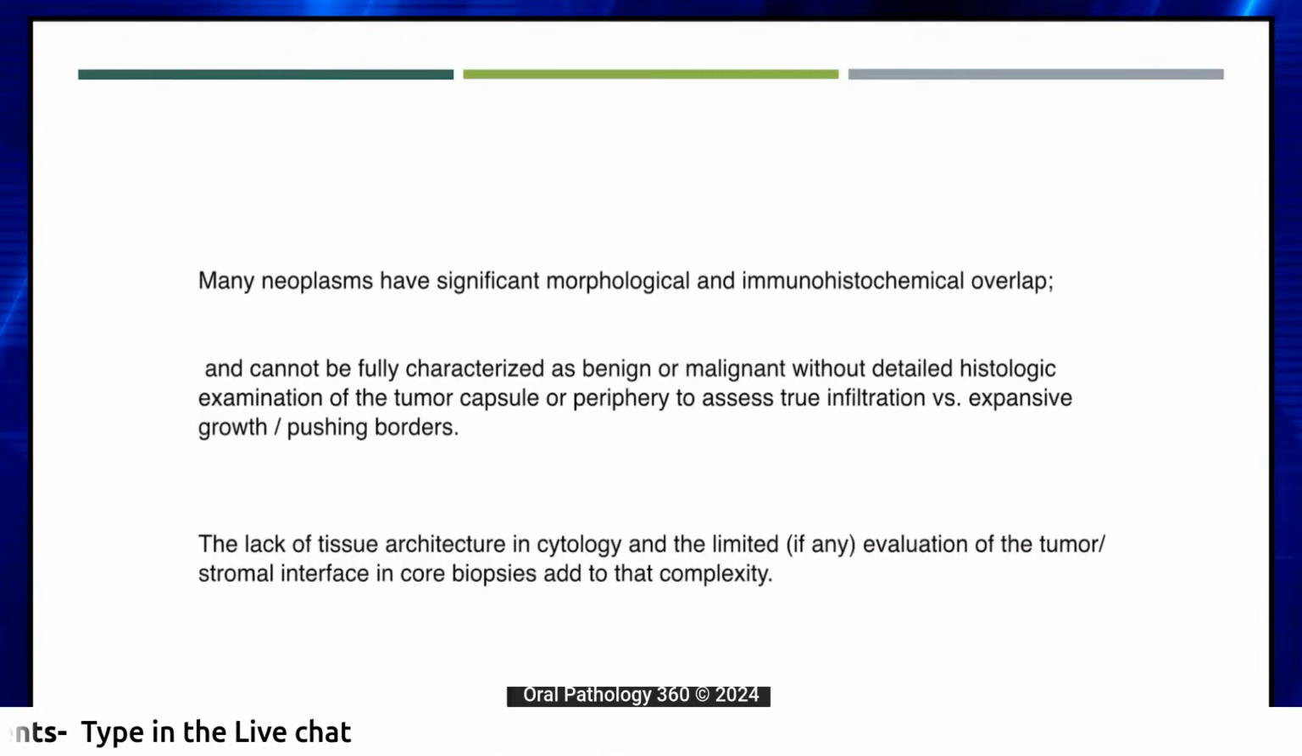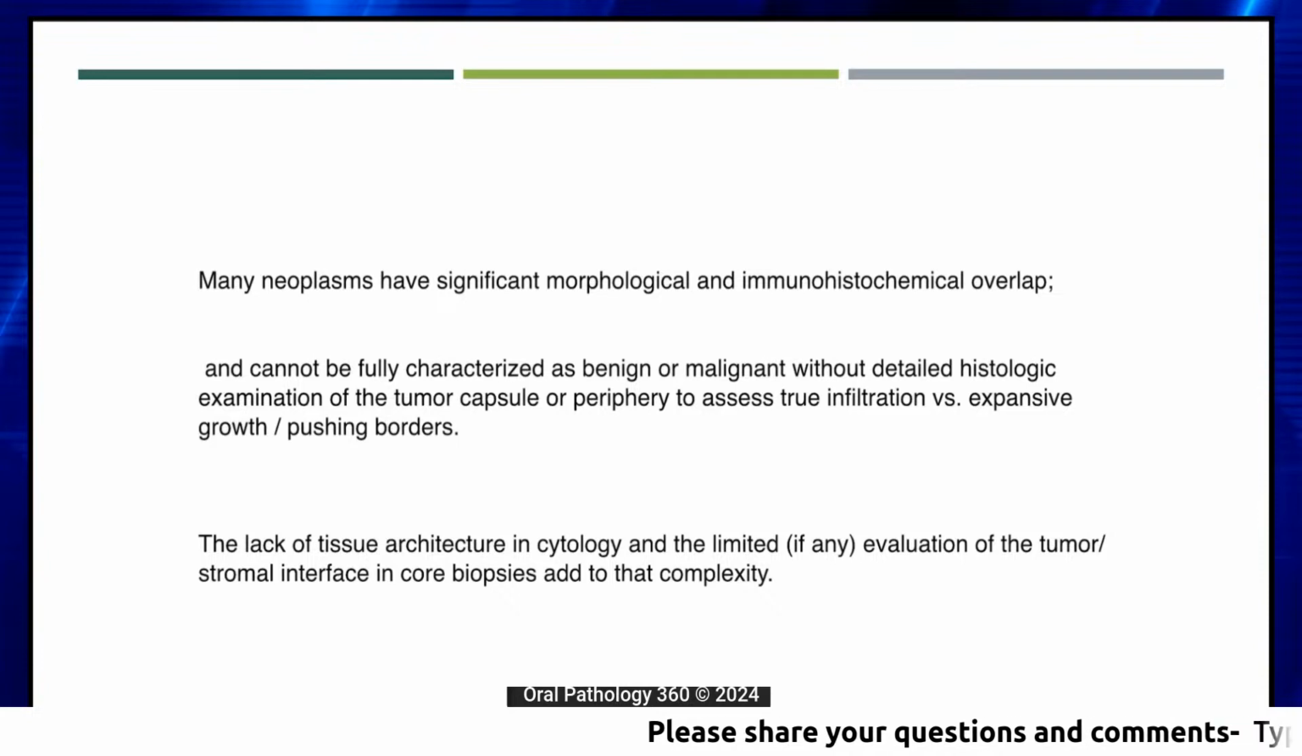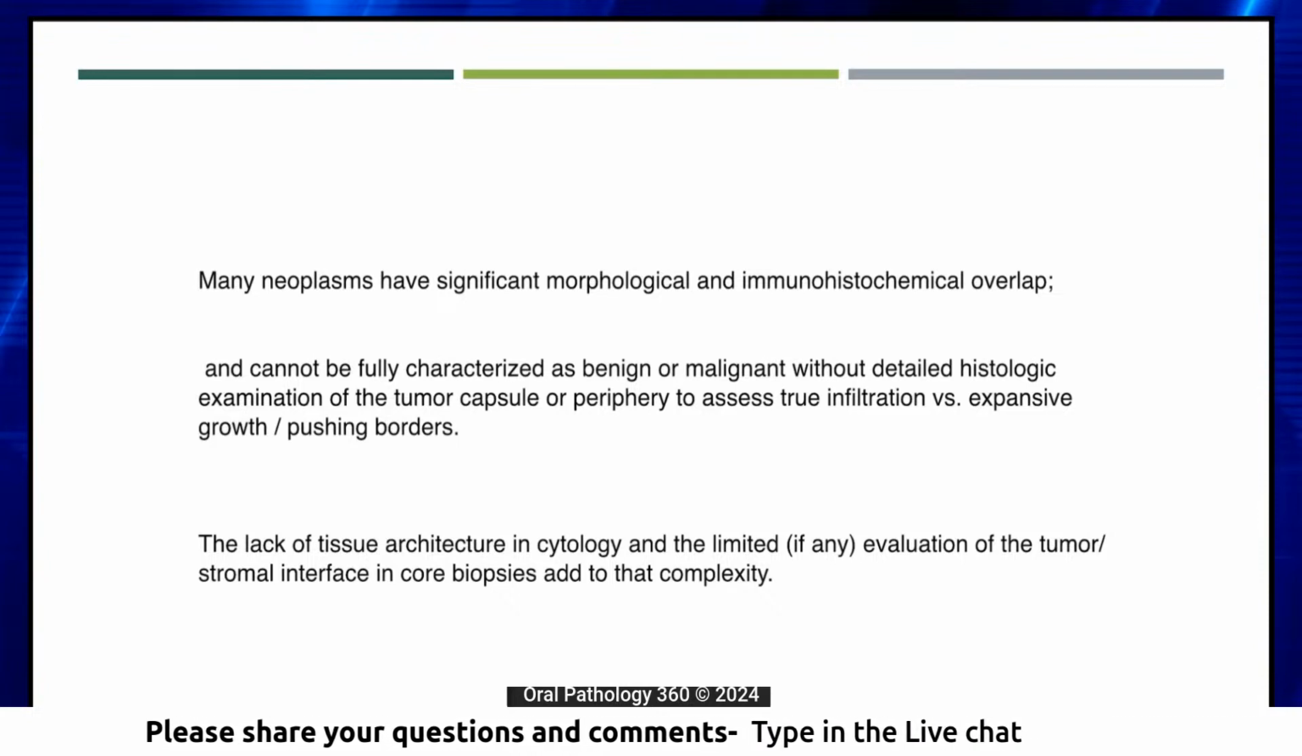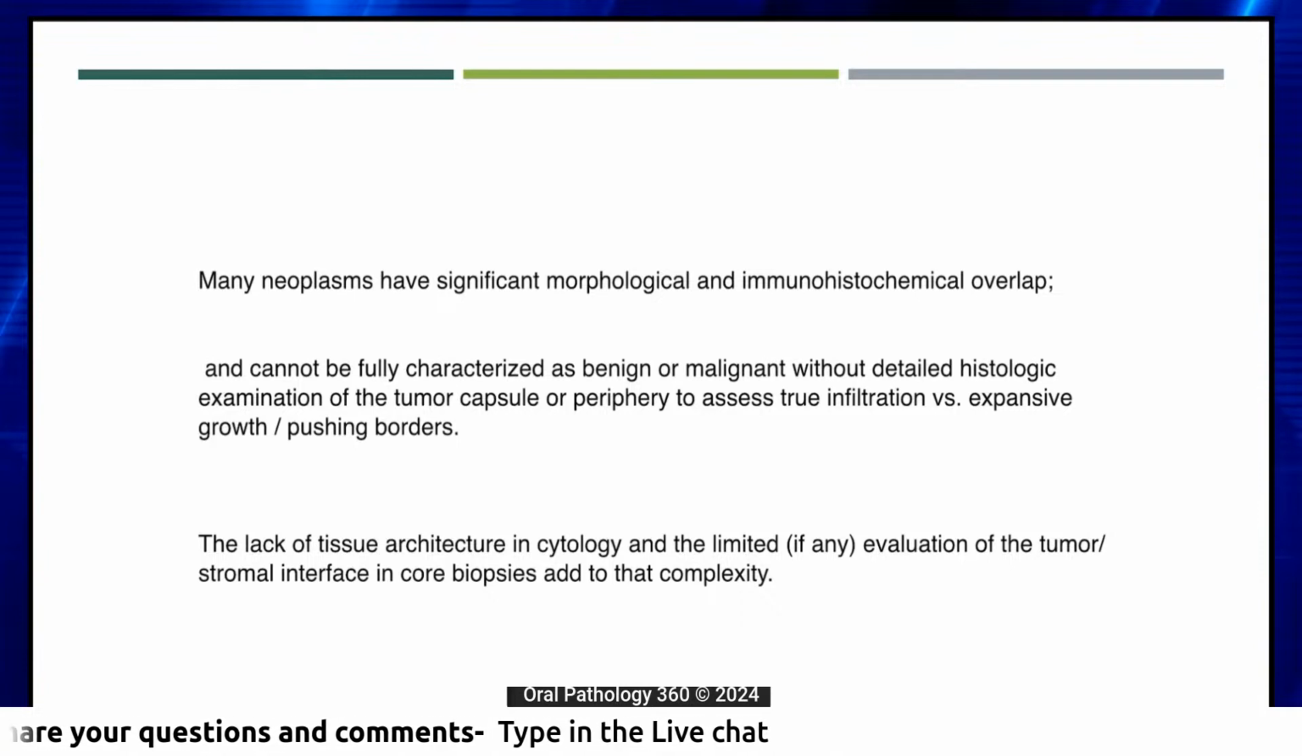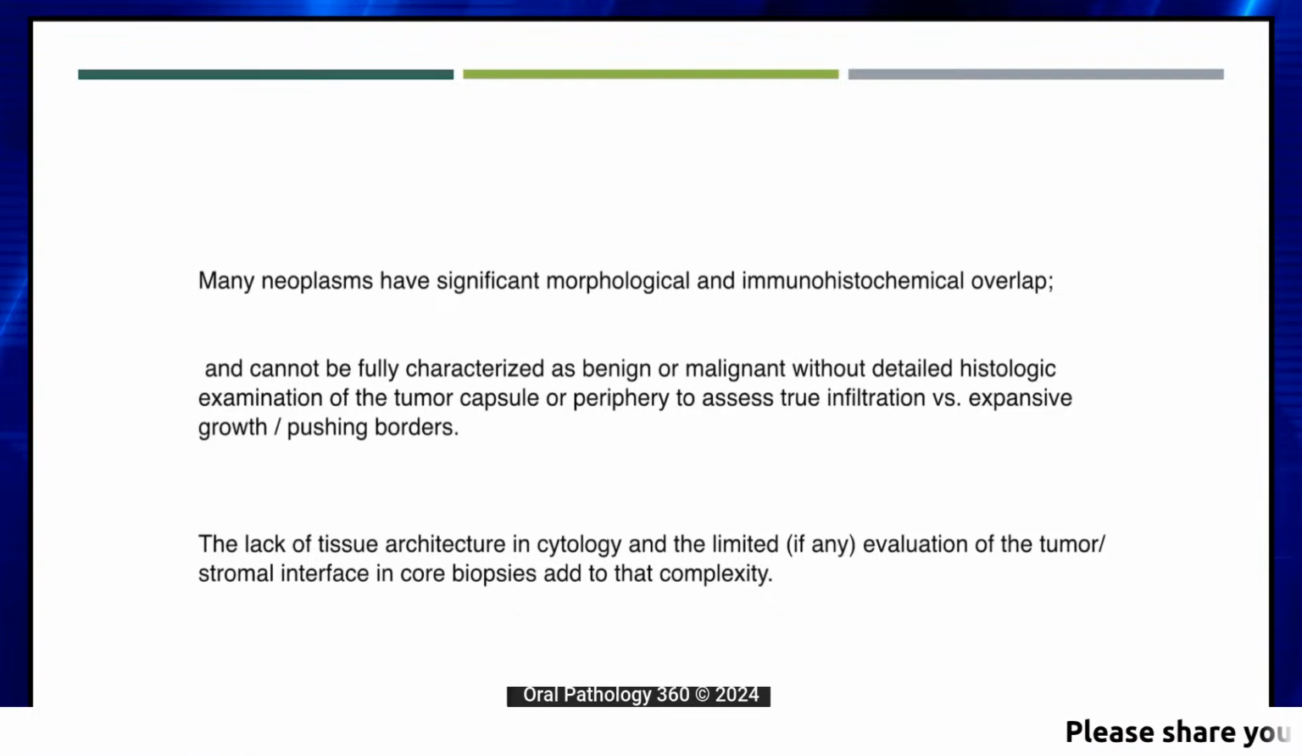Many neoplasms exhibit a significant morphological and immunohistochemical overlap. Distinguishing between benign and malignant without detailed histologic examination of the tumor's capsule or periphery is challenging. The absence of tissue architecture in cytology and the limited evaluation of the tumor or stromal interface in core biopsies contribute to the complexity of interpretation.